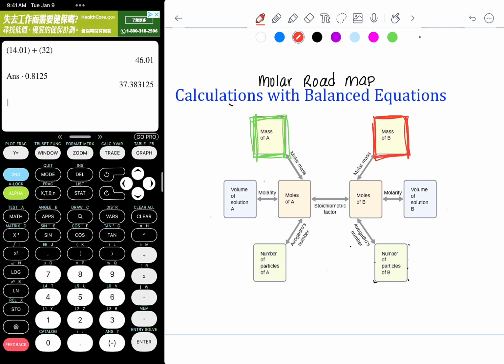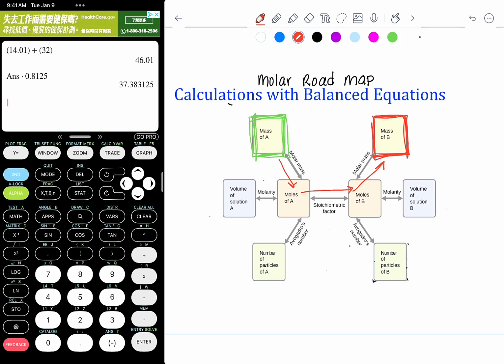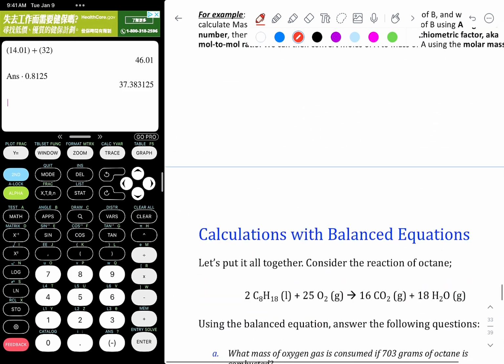So to do that, this is our normal loop. We're going to use molar mass to go to moles of A, mole to mole ratio to get to moles of B, molar mass again to get to mass of B. The second problem is then asking us to find the number of particles. So we can either start from the mass of B and end at number of particles and do molar mass to moles and moles to Avogadro's number, or we could start at mass of A and, once we get to moles of B, use Avogadro's number. We can do it multiple different ways because our molar roadmap allows us to do that. So let's look at that problem.